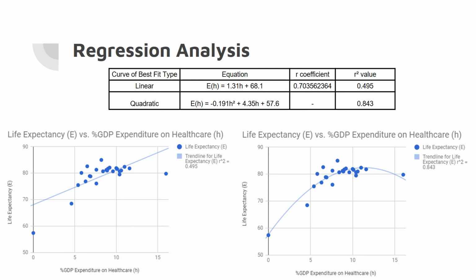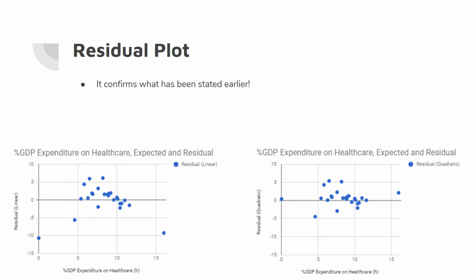I want to point out that E is life expectancy and h is percent GDP expenditure. I still need to point out that, as it turns out, as the country begins spending more than needed on healthcare, it's a sign that their healthcare system is inefficient, because life expectancy is going lower than other countries that spend less on healthcare.